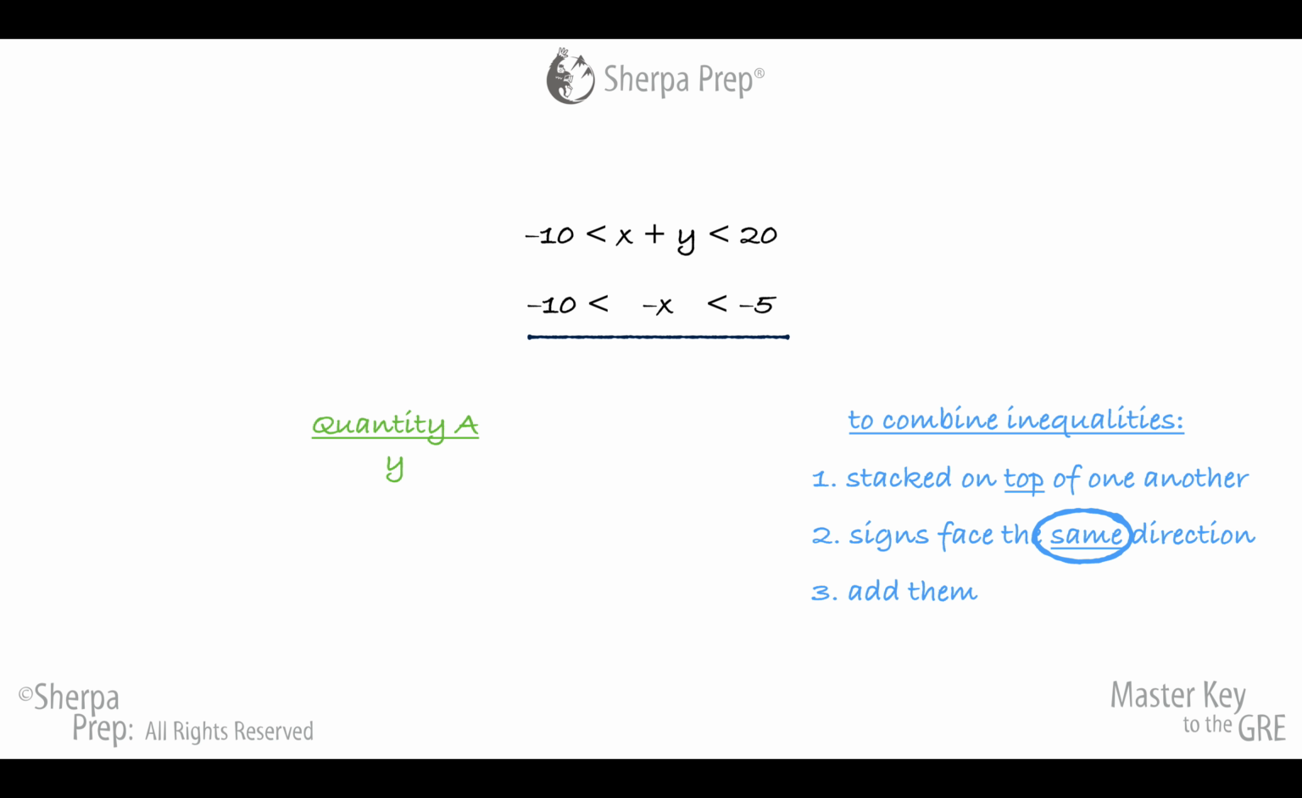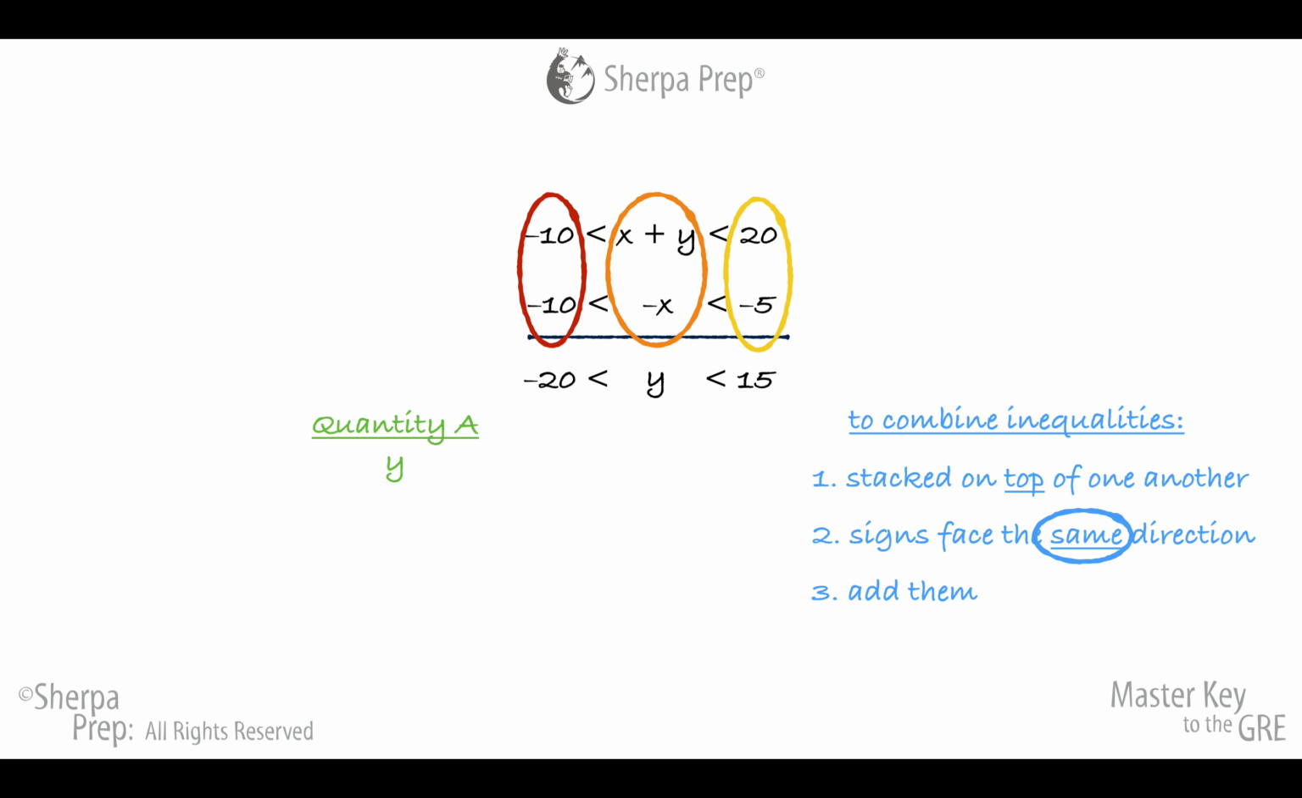So let's do the work. -10 plus -10 is -20. x plus y plus -x leaves us with y. And finally, 10 plus -5 is 15. In other words, we can see now that y can be any value greater than -20, but less than 15.